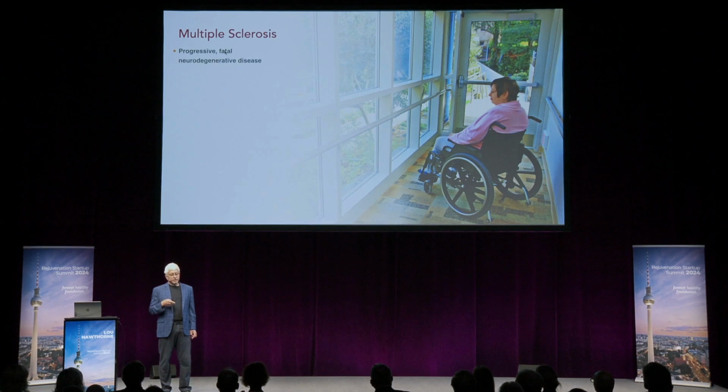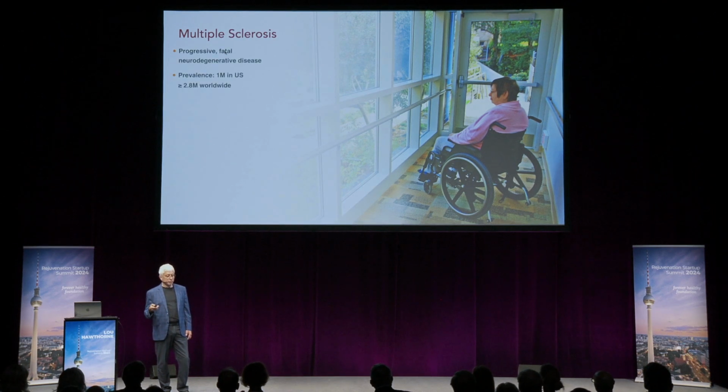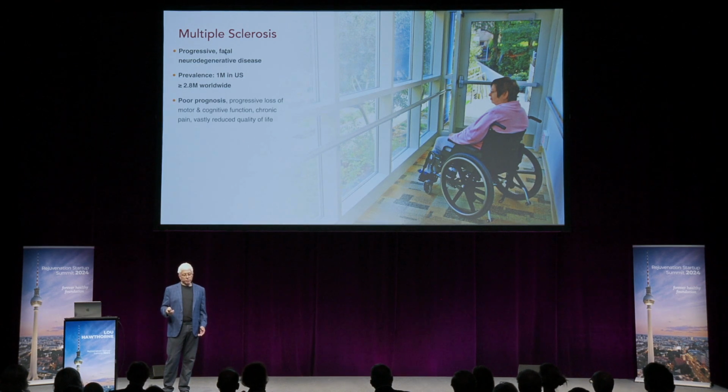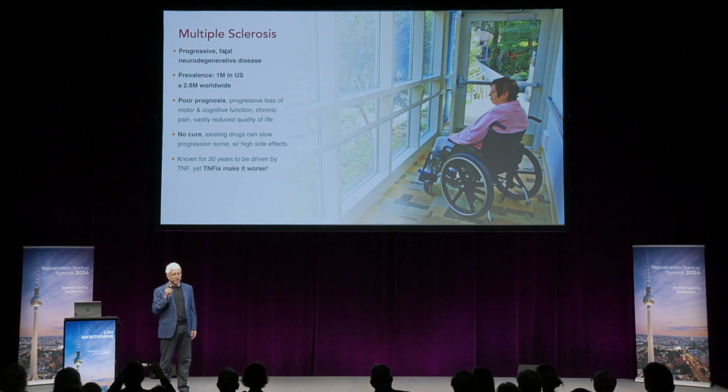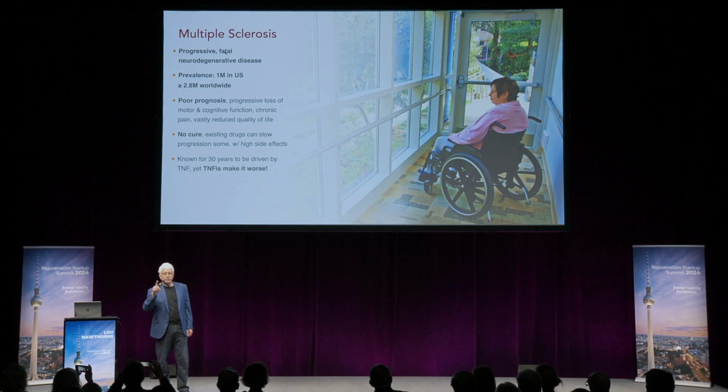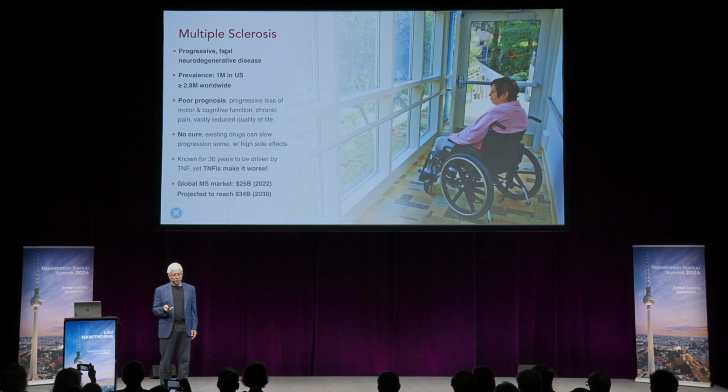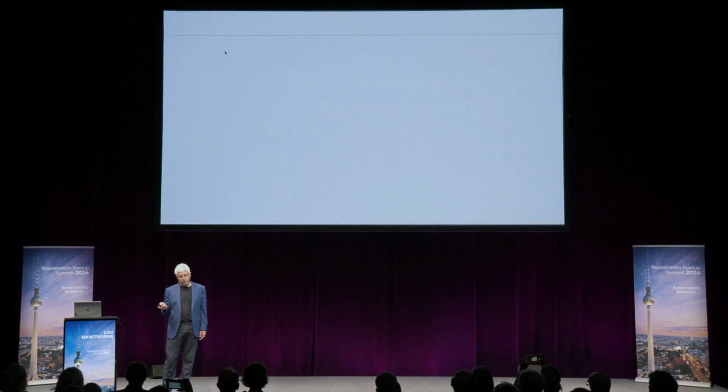So MS is a progressive, fatal neurodegenerative disease. It has a prevalence of 1 million in the US, 2.8 million worldwide. That's almost certainly an undercount. Very poor prognosis. There's no cure. And we've known for 30 years that it's driven by TNF. Yet, TNF-inhibiting drugs make it catastrophically worse. That's kind of baffling, right? We're going to talk about that. The commercial opportunity is significant as well.